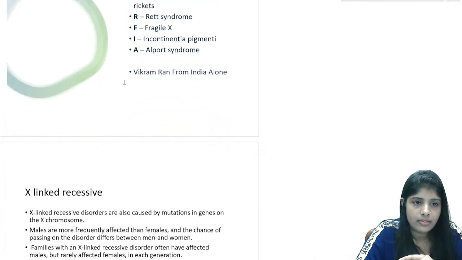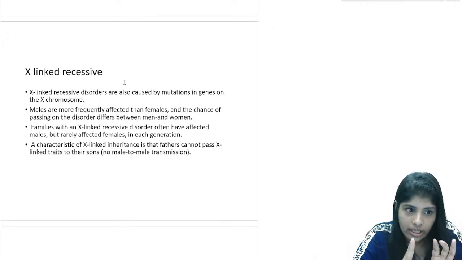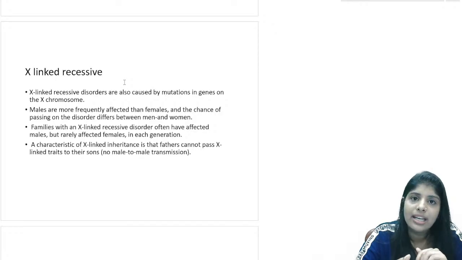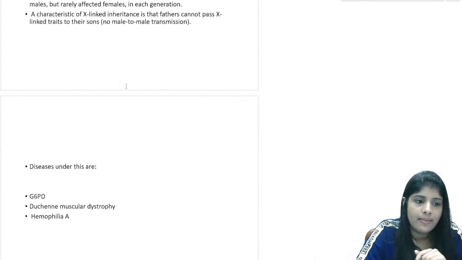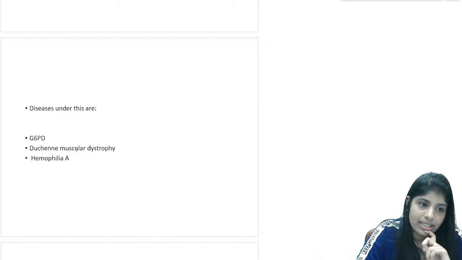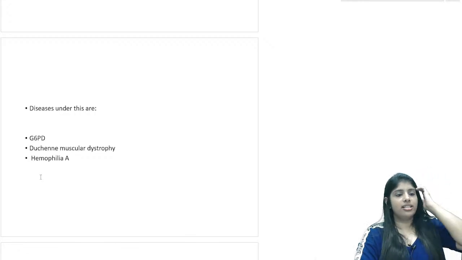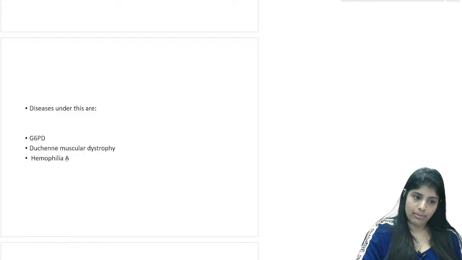Okay. And what is X-linked recessive? X-linked recessive means what? Only one X is affected, right? That means the males tend to be affected more than the females. Females are usually carriers, and males are affected more than the females. That is X-linked recessive. Fine. So what are the diseases that come under X-linked recessive? G6PD, Duchenne muscular dystrophy, and hemophilia A. Okay. GDH. GDH is a short form. G6PD, Duchenne muscular dystrophy, and hemophilia A.